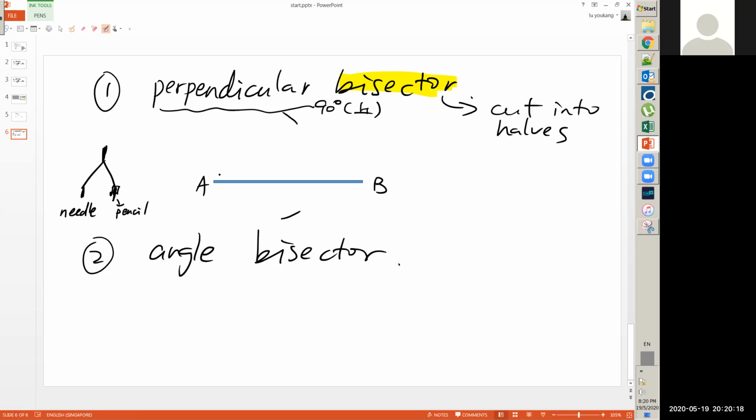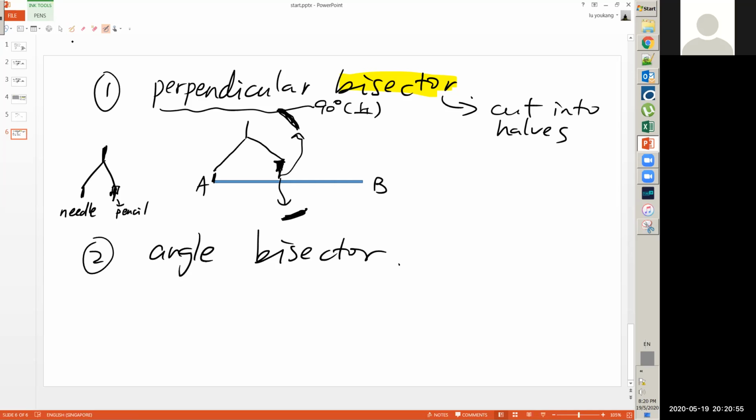This is where your needle should be placed. The other leg is your pencil. With this pencil you can draw an arc here, and then you can also draw an arc here. Can you imagine? Yeah.